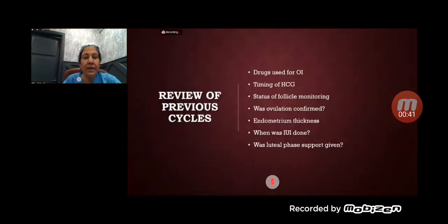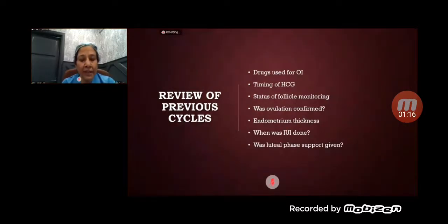Now, the review of previous cycles. This is one of the most important. If you can, you must jot down all these points whenever there are 2 IUIs which have failed already. What was the drug used for induction of ovulation? Because this is very important. You will not repeat the same drug again and again. Because if, suppose, clomiphene has been used in both the IUI cycles, you could shift over to letrozole. Or if letrozole also has been tried, then gonadotropin is a very good choice, which was also discussed very beautifully.